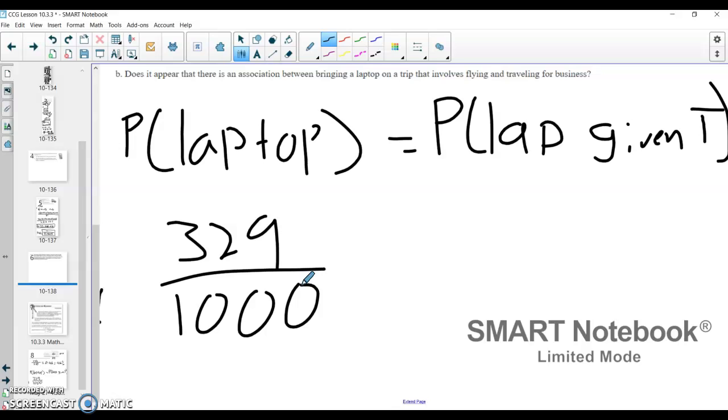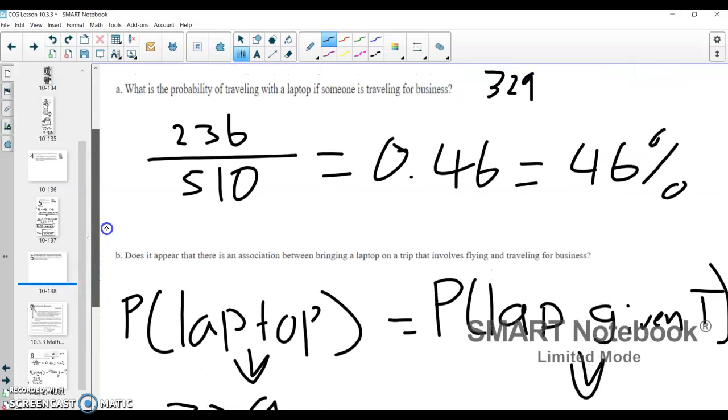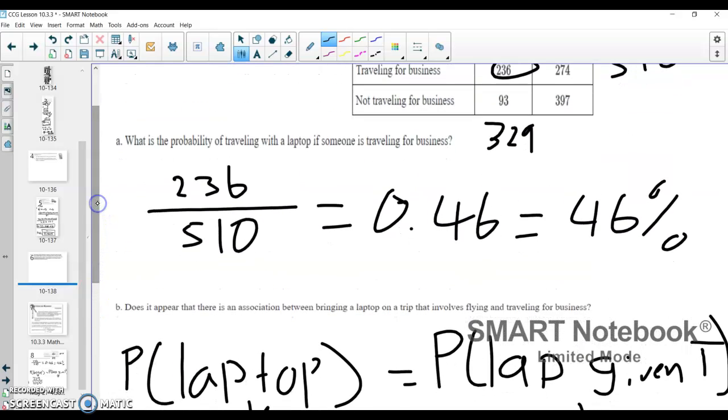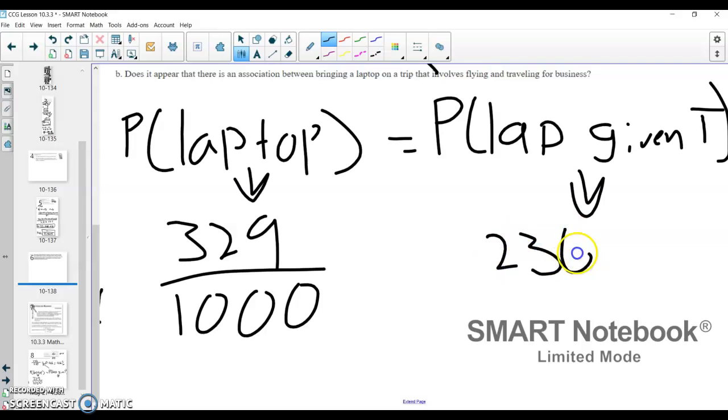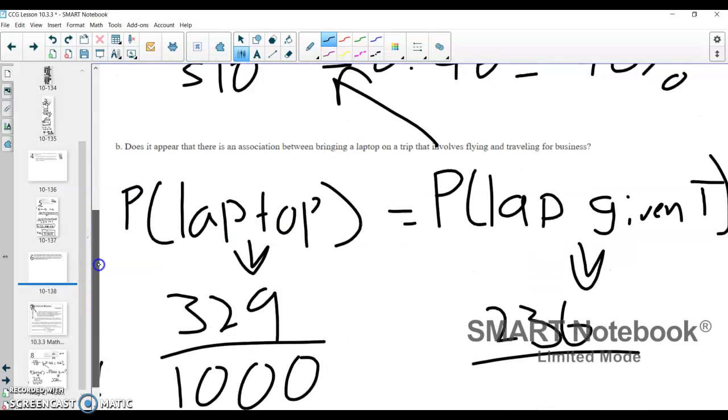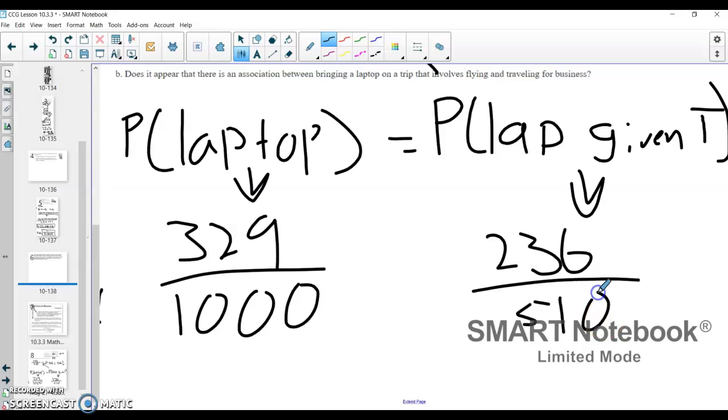And then our probability, hold on right here. So the probability of laptop given that they're traveling, we already did that up here. That's the same probability, and so that's 236 out of 510. And you can see the difference here. The first probability on the left is your classic probability, the number of people that own a laptop over the total number of people.